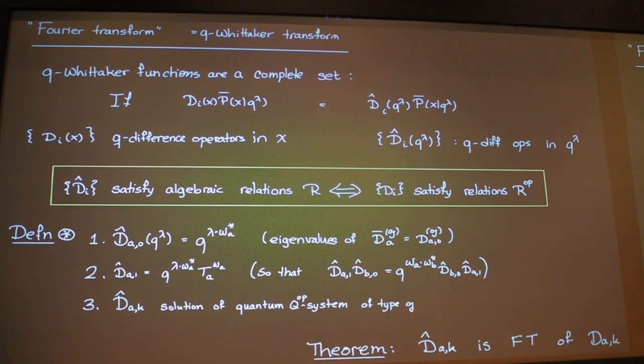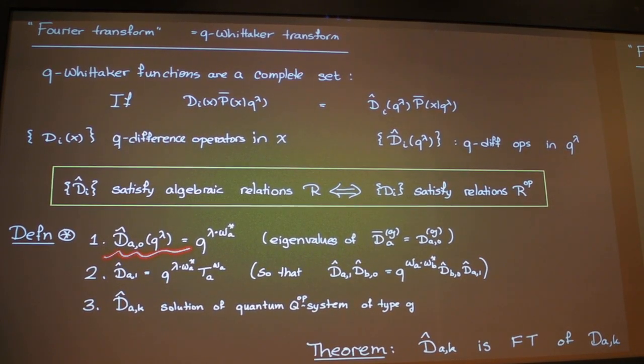Here's what I'm going to do. I'm going to define the d hat, the Q-Whittaker transform of my Q difference operators, as Q difference operators in lambda and T. And then I'm going to define them from the quantum Q system with the opposite multiplication. And then I'm going to prove that they're the Fourier transform of these translated Macdonald operators. Okay, so here's my definition. For d_A0, I'm going to choose the eigenvalue of the Macdonald operator in the Q-Whittaker limit. So remember I said it was just a monomial. It's just Q to the lambda omega_A star.